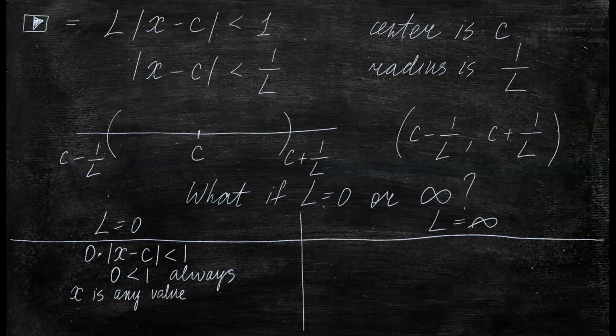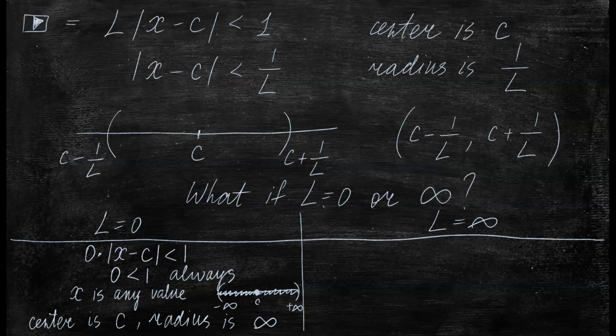And as an interval, what does it look like? That means the entire number line becomes the interval of convergence. So it's like your right boundary is plus infinity and your left boundary is negative infinity. So yeah, when we have this case, we say the center of the interval is C and the radius of the interval is infinity.